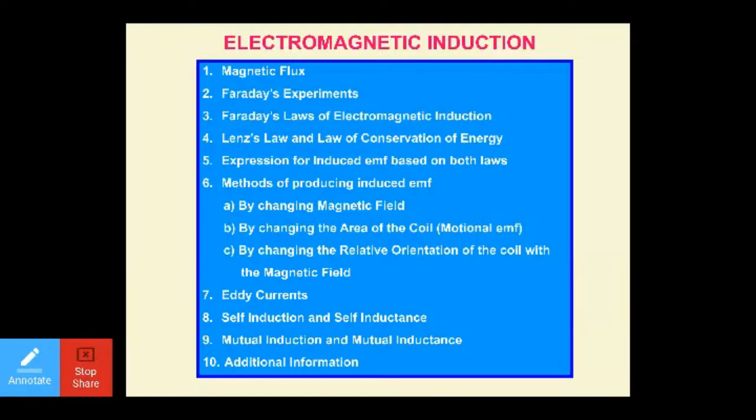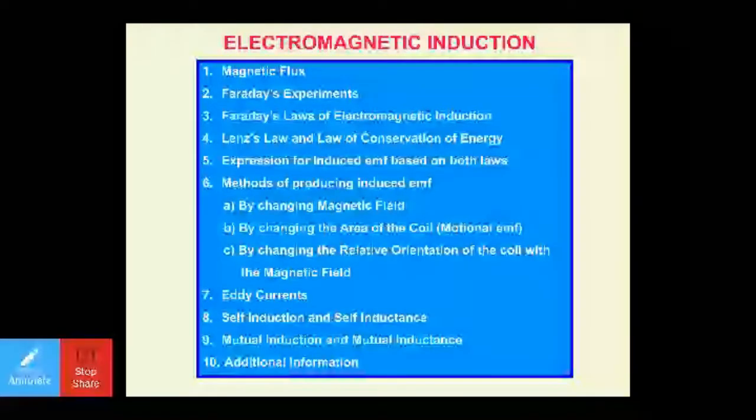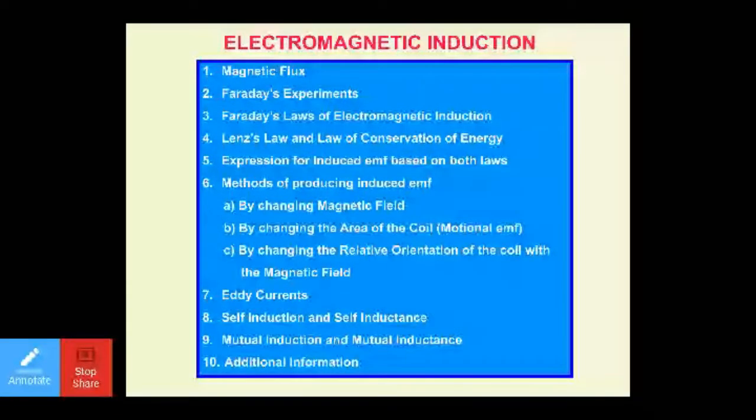Then we will discuss the method of production of induced EMF and the three important areas, that is, how this induced EMF can be produced, and there will be three ways by which we will be producing this induced EMF. First, by changing the magnetic field. Second, by changing the area of the coil. Third, by changing the relative orientation of the coil with the magnetic field.